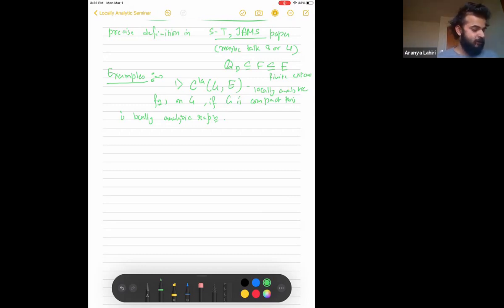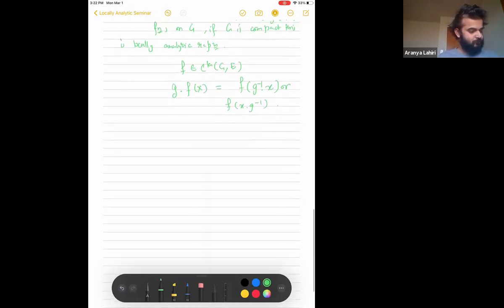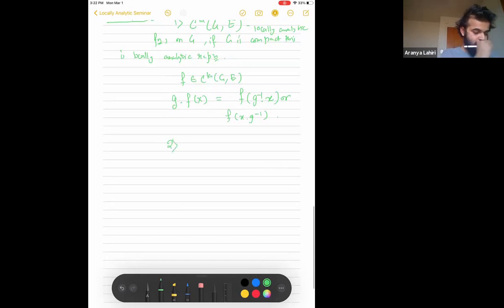But anyway, if G is compact, then looking at the space of locally analytic functions on G gives you a locally analytic representation. How does that work? If you have a function f inside this space, and don't hate me if I get this wrong, the action of G is given by how you would expect it to be given, something like this. Okay, that makes sense. Okay, here let me put an asterisk.